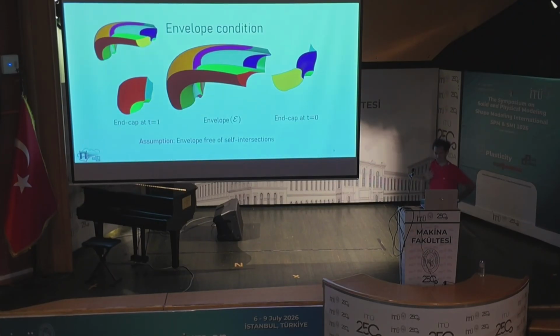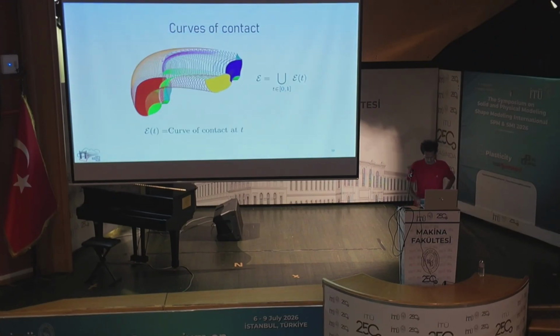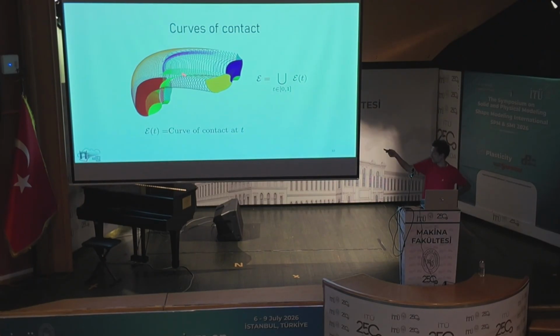In this work, we assume that the envelope is free of self-intersections. What that means is that the union of the end caps and the envelope is the boundary of the swept volume. So now we will focus on computing this envelope itself. At a high level, our approach involves computing the envelope by computing sections of the envelope at a few time instances and then fitting a surface through those curves.